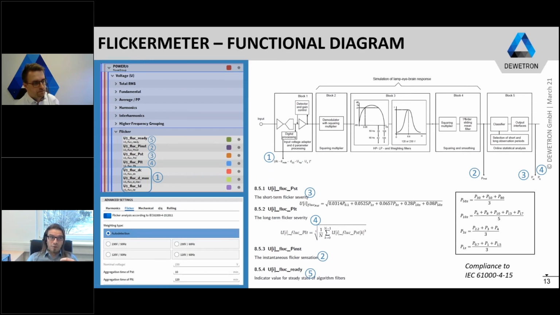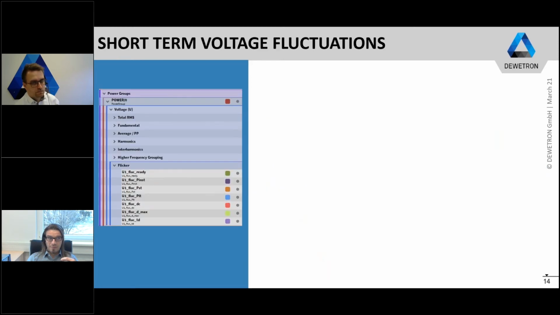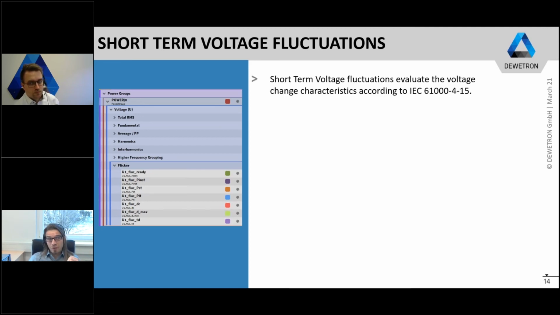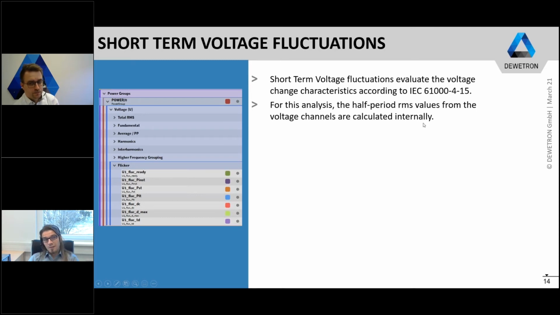That's the voltage flicker. And this next slide describes the analysis of the D parameters, which are called the short-term voltage fluctuations. The short-term voltage fluctuations are also prescribed in the IEC 61000-4-15 standard. And for this analysis, the half-periodical RMS values of every voltage channel are calculated internally, and the time-dependent trend is analyzed for the D parameters here in the following way.